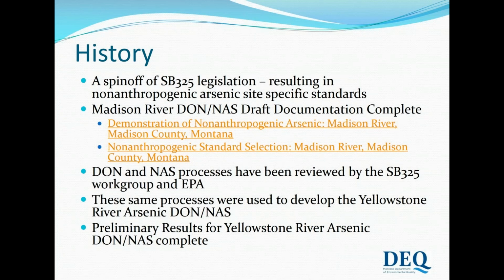The DAWN and the NASS process have been reviewed by the SB 325 work group and EPA as part of the DAWN and NASS for the Madison River. The DAWN and NASS for the Madison River were developed, and these same processes were used to develop the Yellowstone River arsenic DAWN and NASS. Again, these are preliminary results for the Yellowstone River DAWN and NASS, and they are subject to change as internal and external review is completed, and the documentation will be released in 2018.